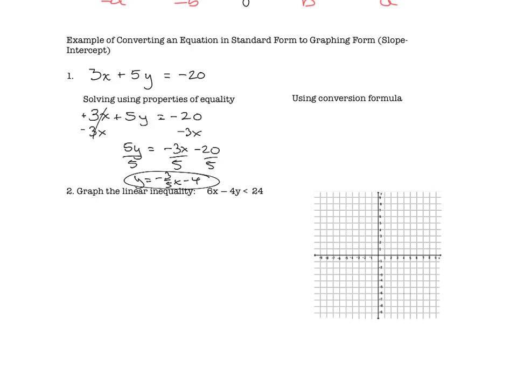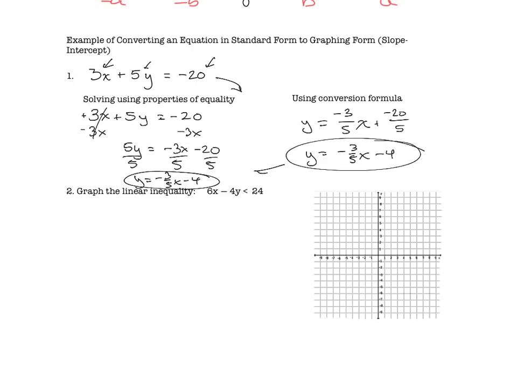Now, if I'm using the conversion formula, I'll take this equation and make it y =. All I'm going to do is take the opposite of that number, which is -3, and divide it by the coefficient of y, 5, and that's now the coefficient of x. Then plus my constant, which is c, divided by the coefficient of y, which is 5. Simplifying, I get y = -3/5 x - 4.